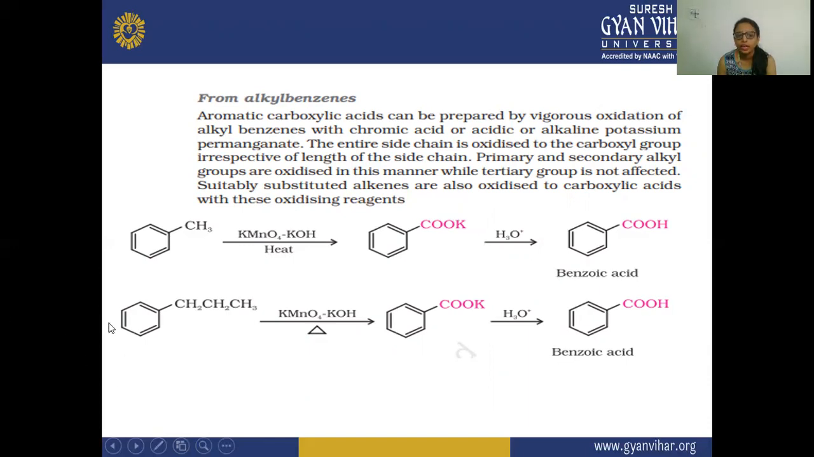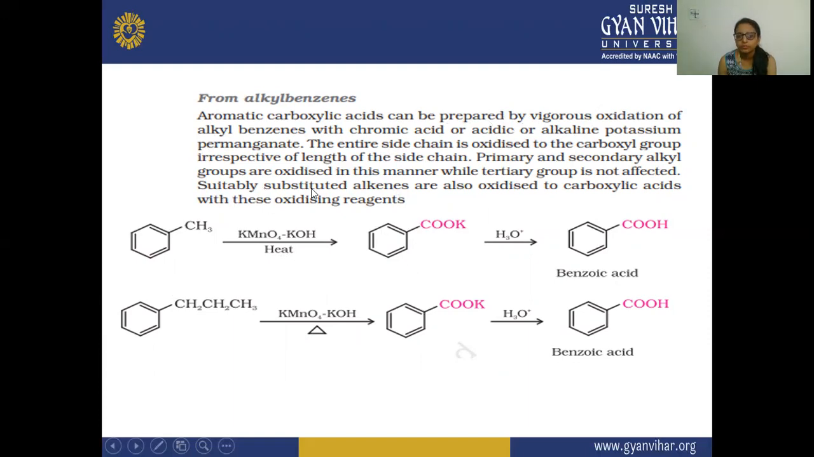And if an alkyl benzene is taken, then in the presence of KMnO4 and KOH, heated, there is a formation of the salt, and then there is a formation of benzoic acid. Aromatic carboxylic acid can be prepared by oxidation of alkyl benzene. This is our alkyl benzene with chromic acid, or acidic or alkaline KMnO4. The entire side chain is oxidized to the carboxylic group.